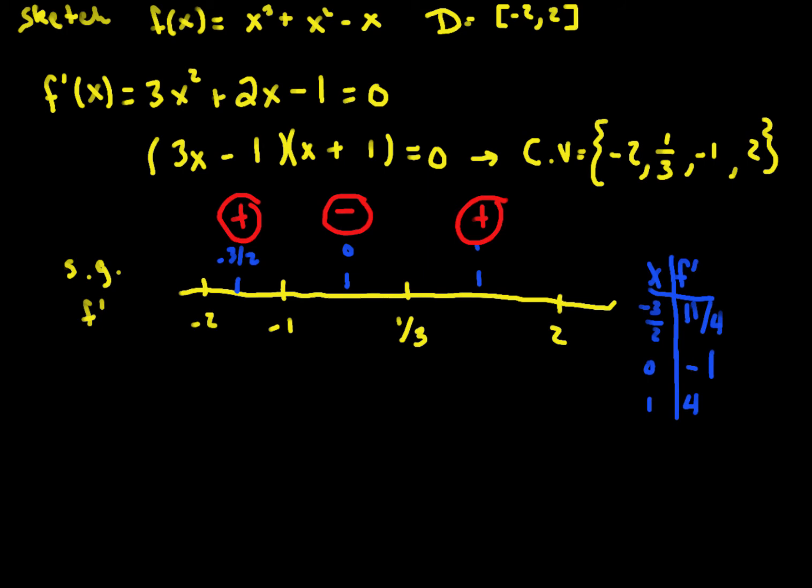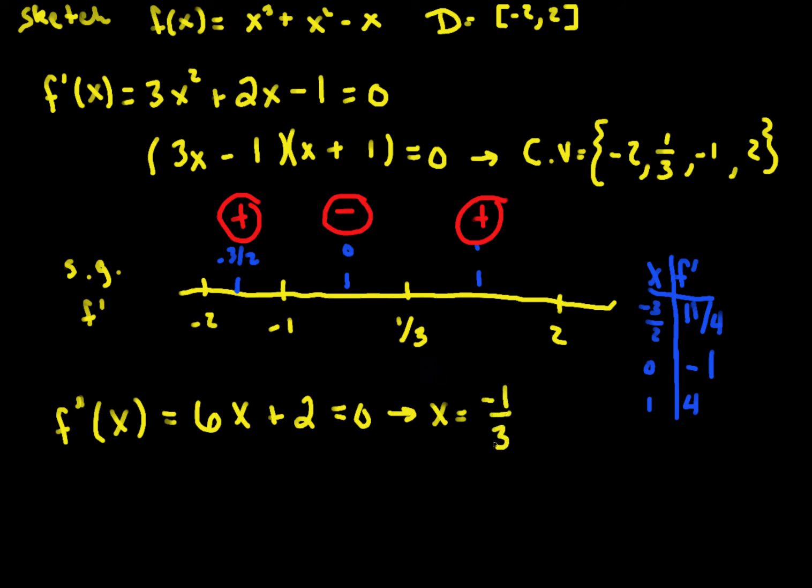Now, if we want to know about concavity, then we have to take the second derivative. So f double prime of x is 6x plus 2. And when does that equal 0? That means that x has to be negative 1/3. That would make this equal to 0.